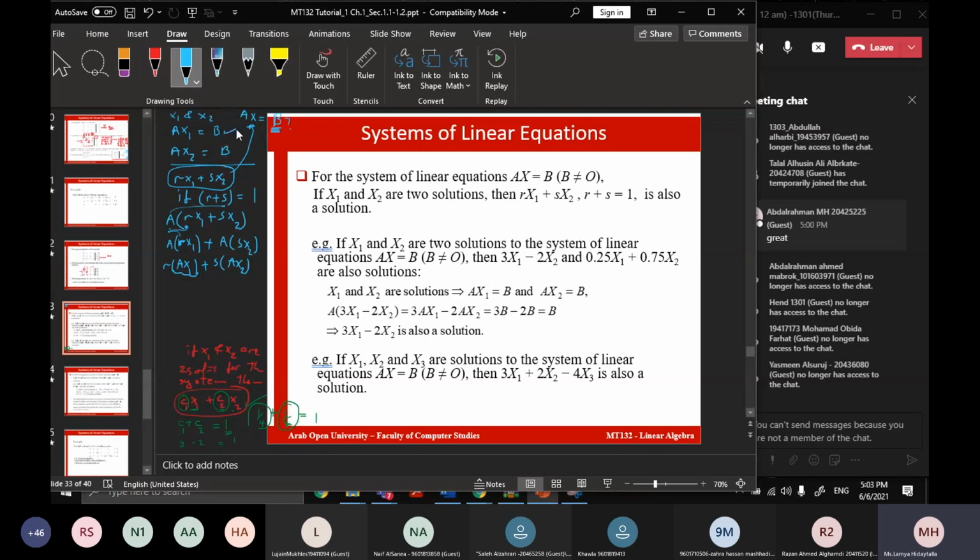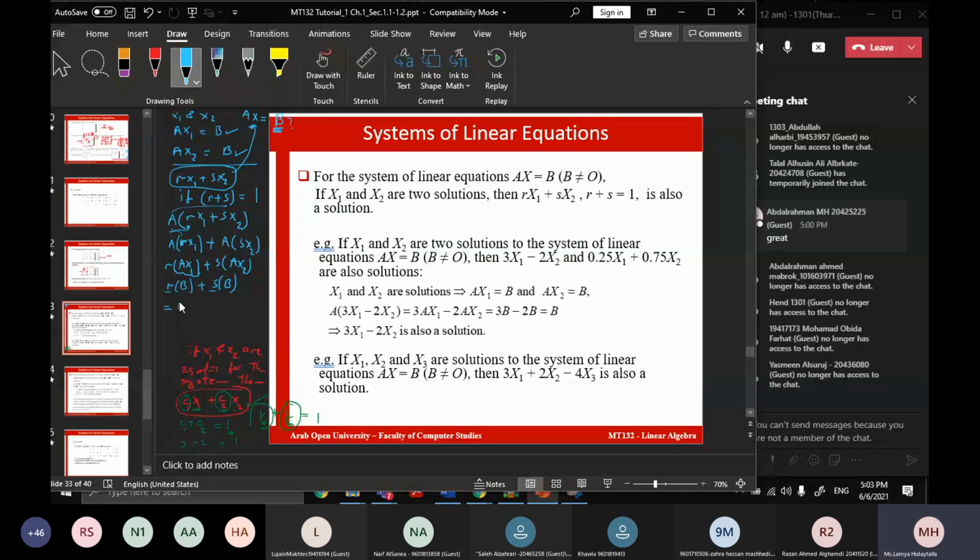Yes, from the beginning, since x1 is a solution, and the other, since it is a solution, is equal to b. So we will have r times b plus s times b, where r is a real number and s is a real number. So we can take b as a common factor. So we will have b multiplied by r plus s. We took a common factor. But r plus s is equal to what? Is equal to 1. So this is equal to b multiplied by 1. So it is equal to b. So yes, that means what? That means correct. This one is a solution.